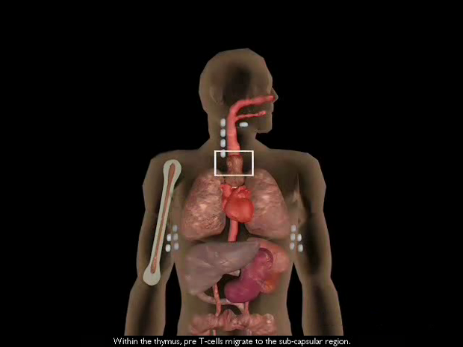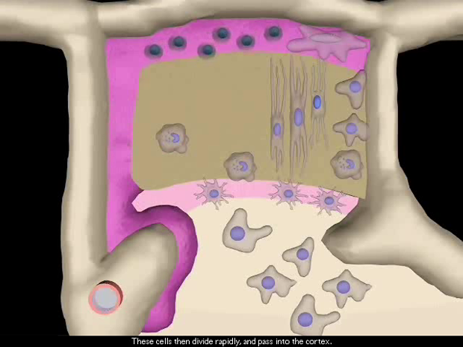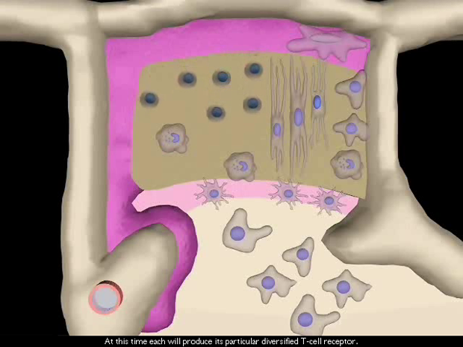Within the thymus, pre-T cells migrate to the subcapsular region. These cells then divide rapidly and pass into the cortex. At this time, each will produce its particular diversified T cell receptor.